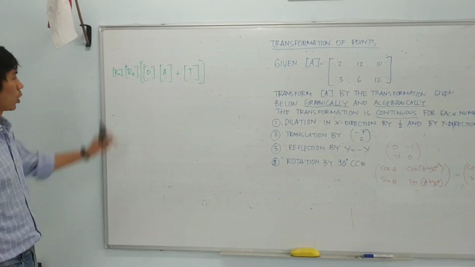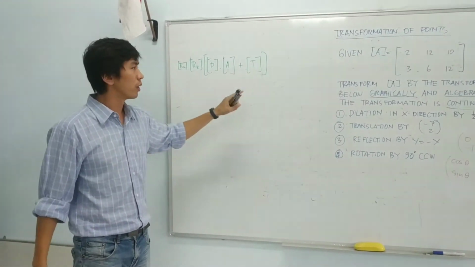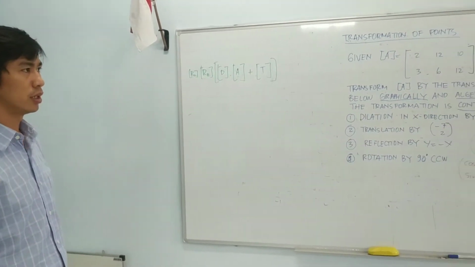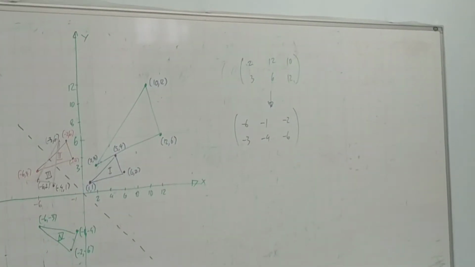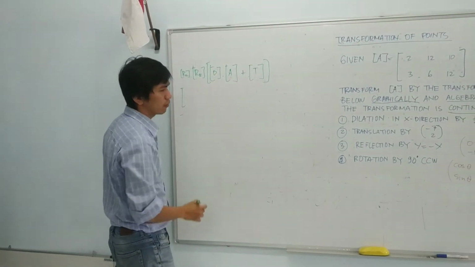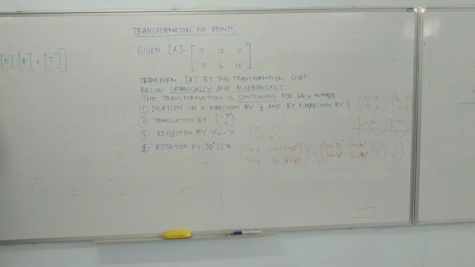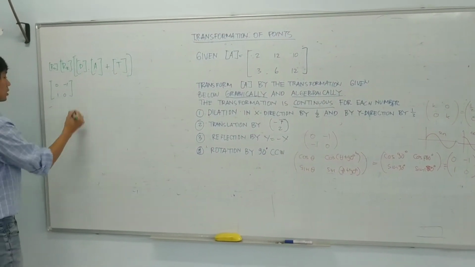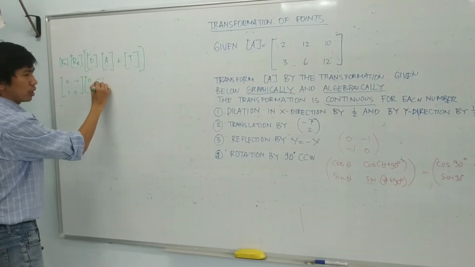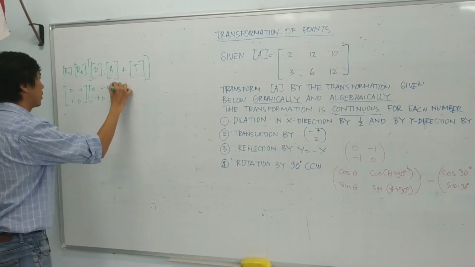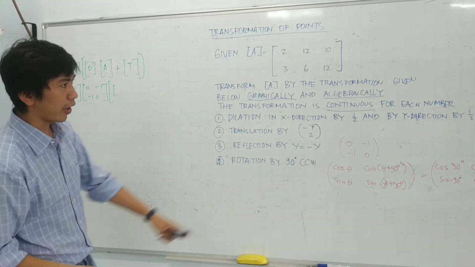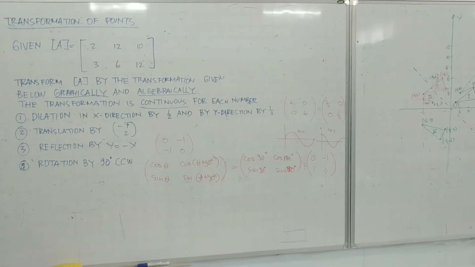So we want to know if this result will be equivalent to the one that we got using the algebraic way. Okay, so let's just put in the numbers. Rotations, you'll have 0, negative 1, 1, 0. The reflections, you have 0, negative 1, negative 1, 0. And then multiplied by the dilations inside, you have half, 0, 0, 1/3.